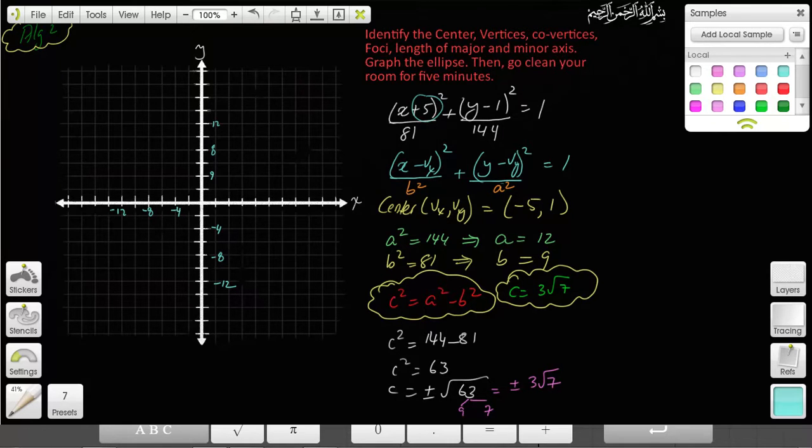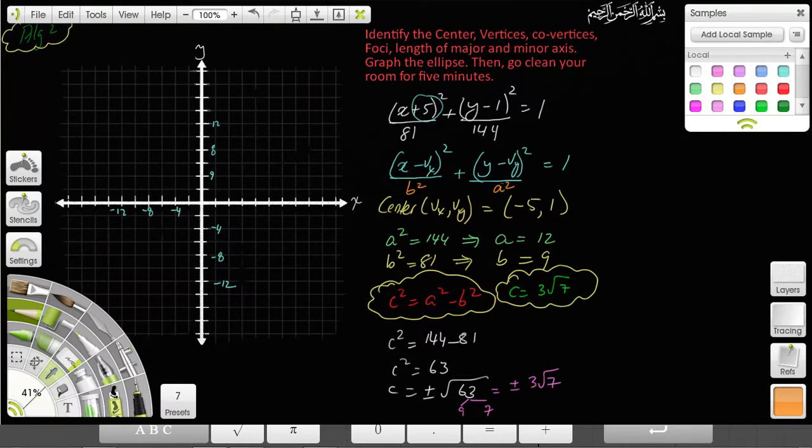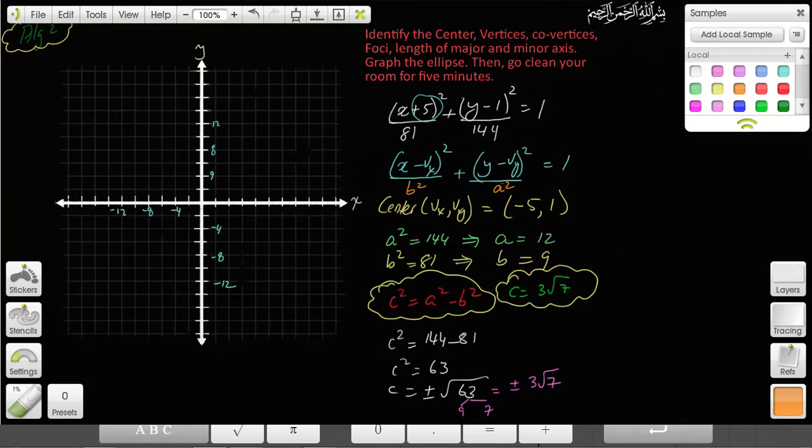Okay. Now let's graph this. So the center is going to be for us negative 5. It's going to be here. And positive 1 right there. That's the center. So let's label that as negative 5 and 1. For some reason pencil seems to work out better for us, so we just do it that way. So negative 5 and 1, that's the center.